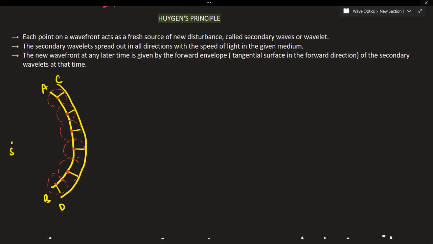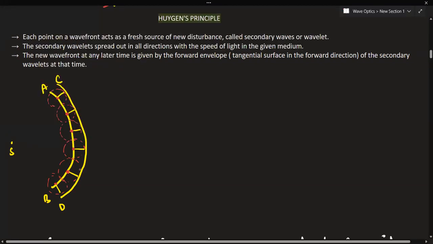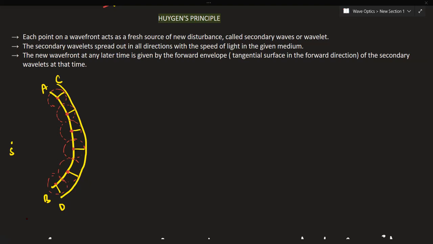Again, the point of light will act as a new disturbance. So all the points on CD will now create secondary waves or wavelets. Then again, similarly, these wavefronts can be created. Understood? So see, I am repeating.